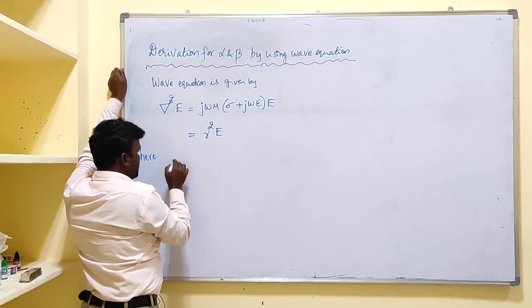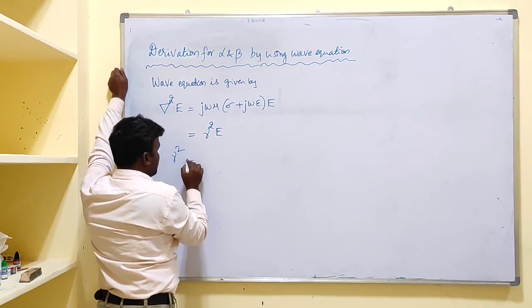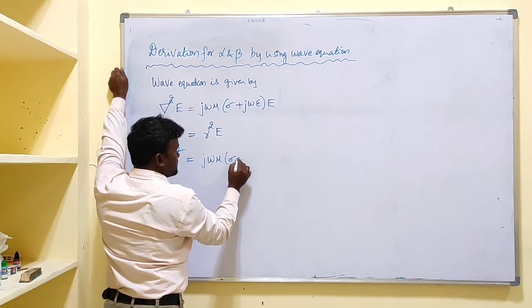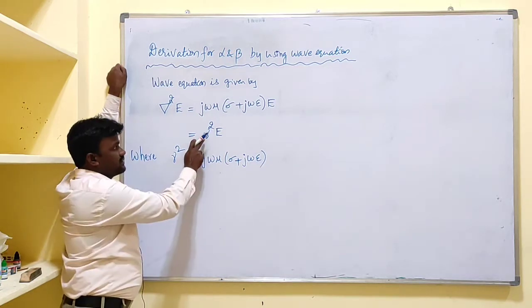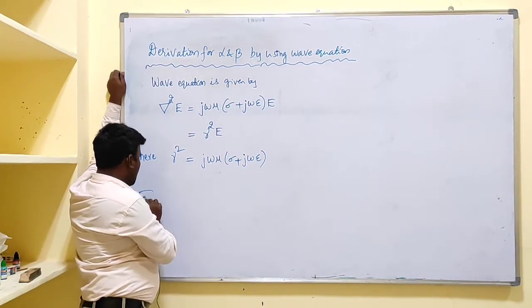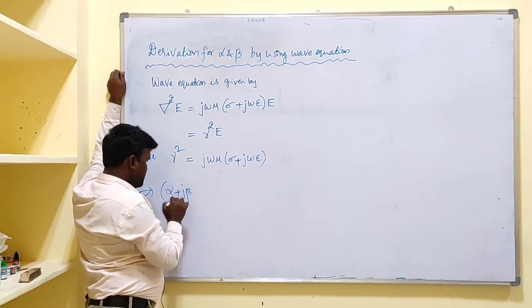square equal to j omega mu into sigma plus j omega epsilon. Simply this gamma square is replaced with this part. But gamma equal to alpha plus j beta. Gamma equal to alpha plus j beta.